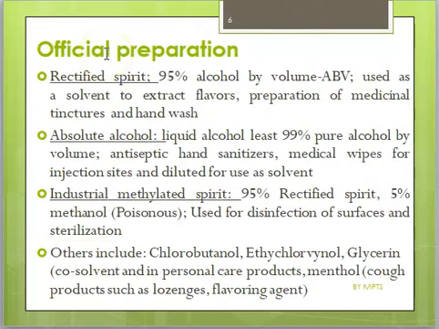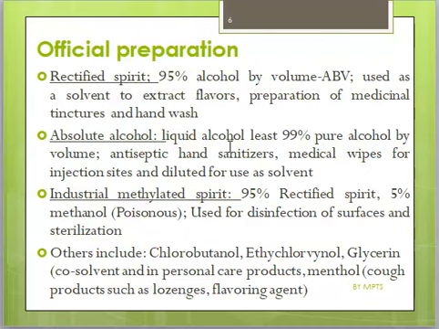What are the official preparations? We have rectified spirit, this is 95% alcohol by volume, used of course as a solvent to extract flavors in tinctures and hand washes. Absolute alcohol, this alcohol is 99%, formed by redistillation. Used in hand sanitizers and medical wipes for injection sites. Industrial methylated spirit, this one contains methanol, and methanol is poisonous. If you take this one, you have a problem. It's used as disinfection of surfaces and sterilization.